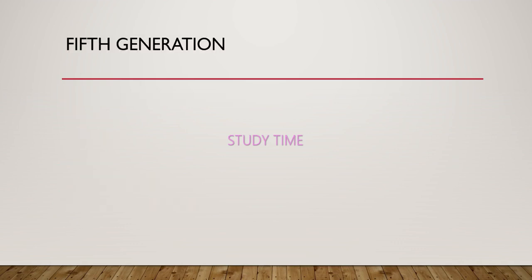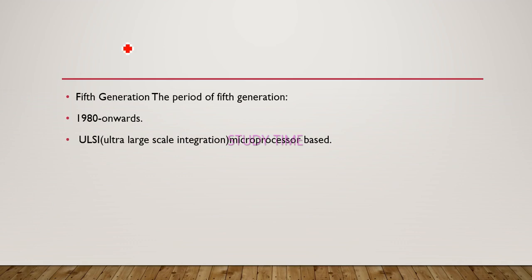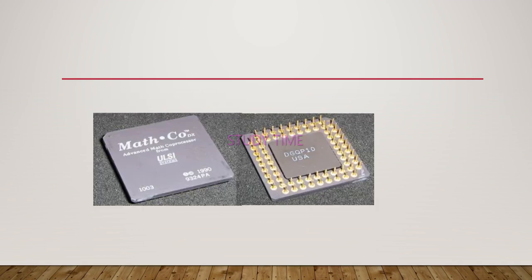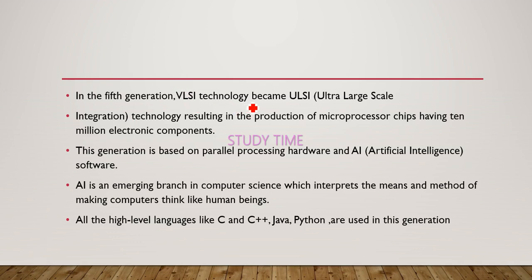Fifth generation. The period of fifth generation, 1980 onwards. ULSI, ultra-large-scale integration, microprocessor-based. In the fifth generation, VLSI technology became ULSI, ultra-large-scale integration, technology resulting in the production of microprocessor chips having 10 million electronic components. This generation is based on parallel processing hardware and AI, artificial intelligence, software.